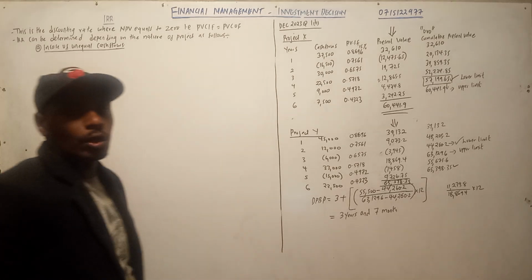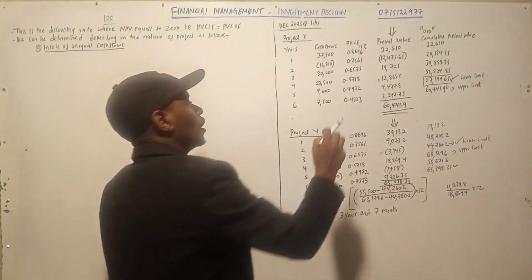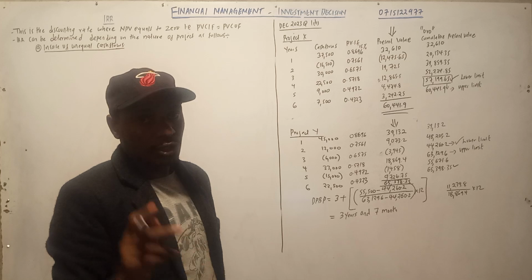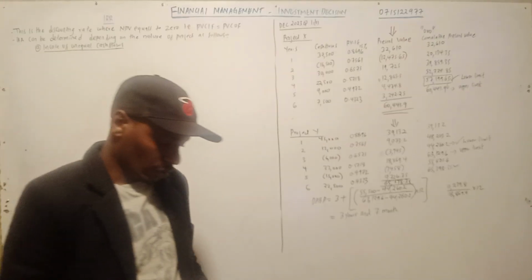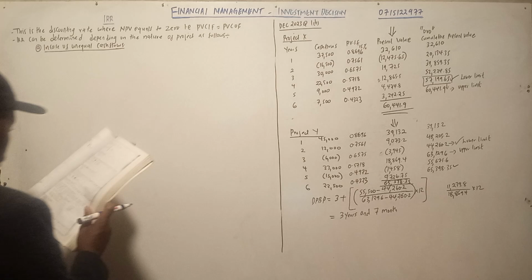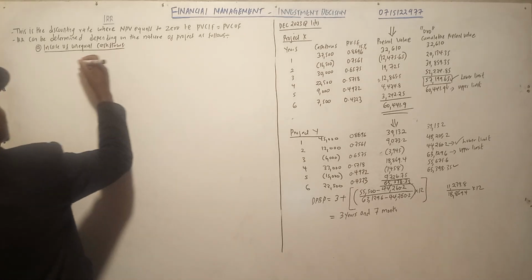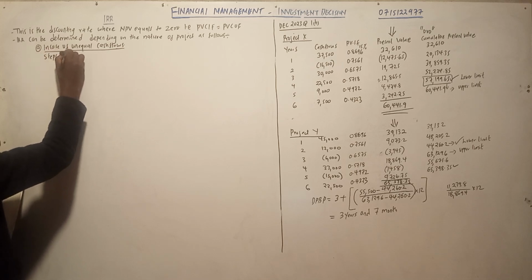So a good example of an equal cash flow ni kama hii. Year 1, year 2, year 3, year 4, year 5, up to year 6, they are the same. This is a good example of an equal cash flow. So in that case, this is the format. These are the steps followed.